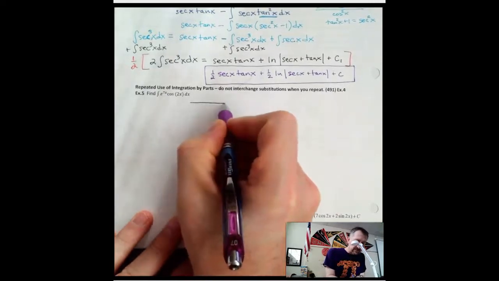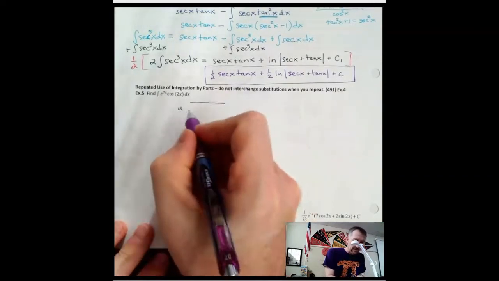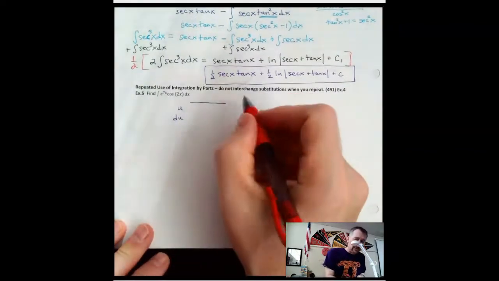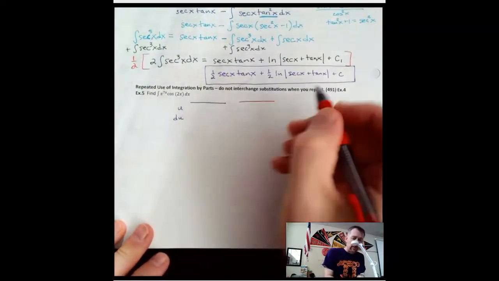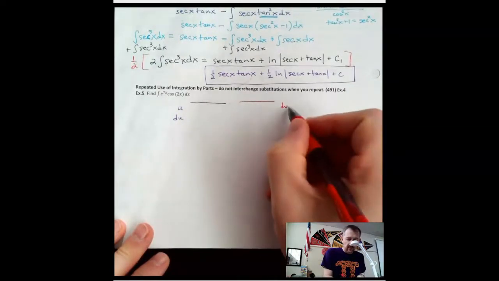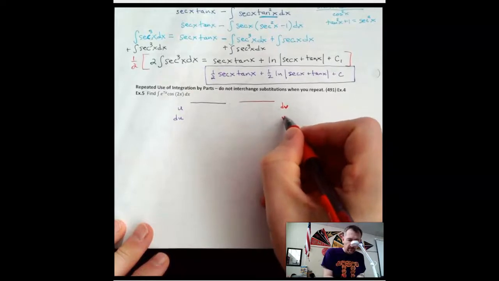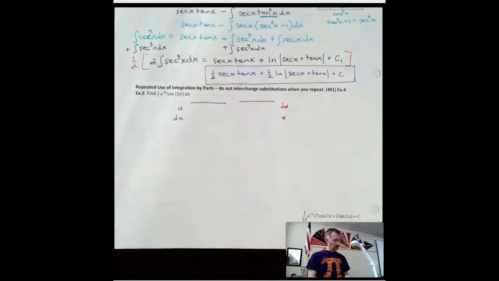I've got basically the u side over here, u and du, and then I've got the v side over here, which starts with dv and then goes the other way, like this.